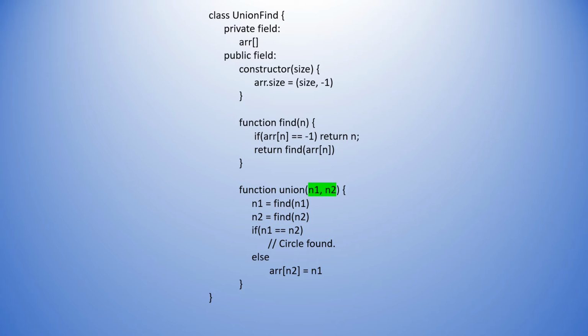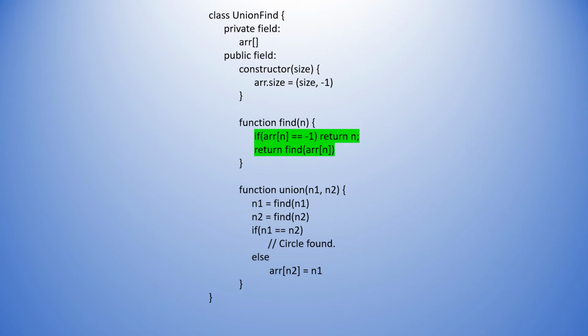In our union function, the two parameters are the index numbers of the nodes we need to perform union on. We call find with the two numbers. If their root nodes are the same, which means they are in the same set, we can therefore say we detected a cycle in the graph. If not, we should union them together by modifying the value of one node to the index of the other node.